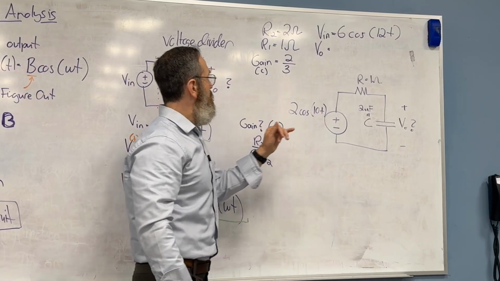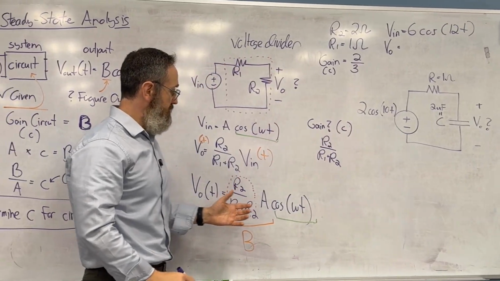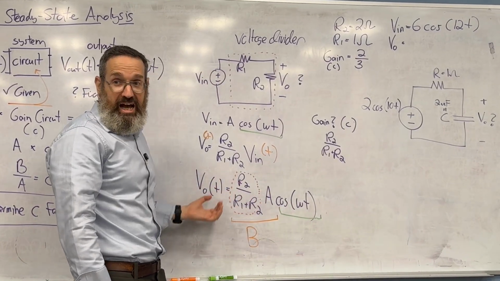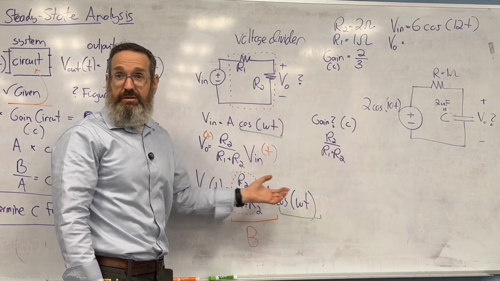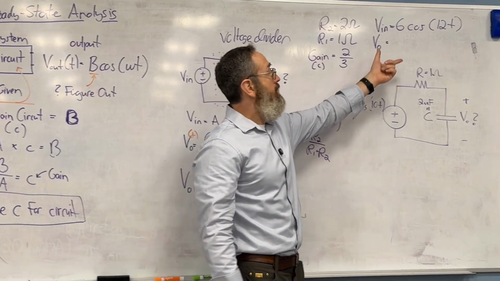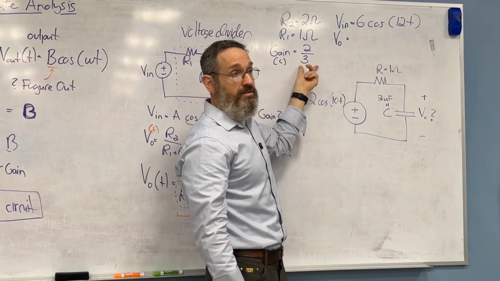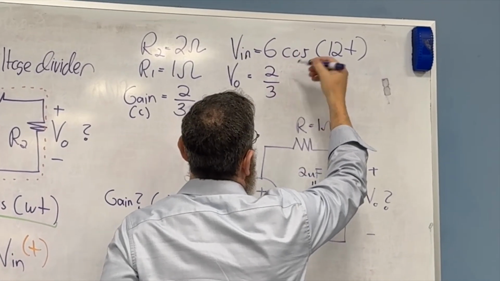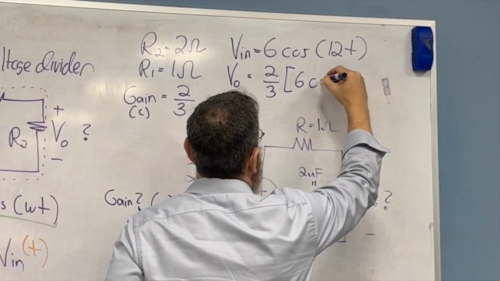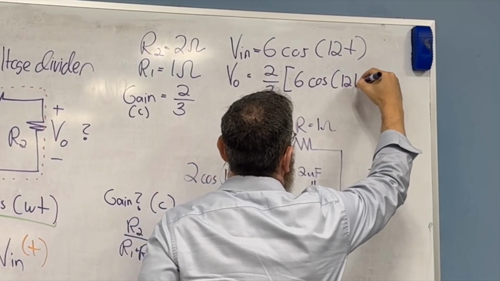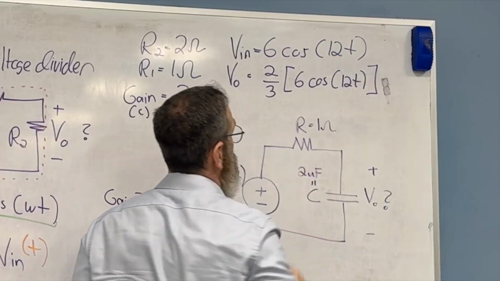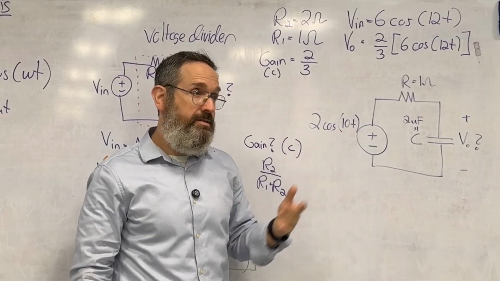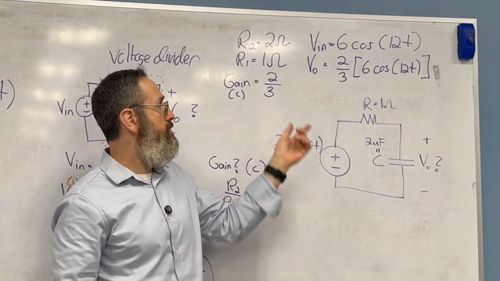Well, we want to start thinking about this in terms of input times gain equals output. Input times gain. So we could write 2/3, and here we have our 6 cosine of 12t, and this reduces to 4 cosine of 12t. And we have won, again, at the game of sinusoidal steady-state analysis, but now we're thinking about this gain issue.